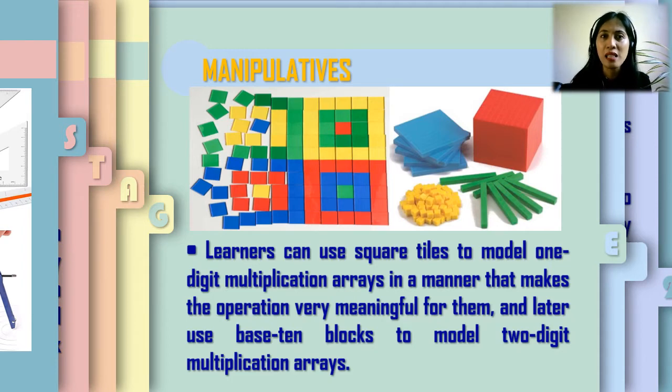Base 10 blocks with the values 1, 0.1, 100ths or 0.01, and 1000ths or 0.001 assigned to the different sizes here model operations with decimals just as well as the values normally associated with base 10 block model with whole number computations.